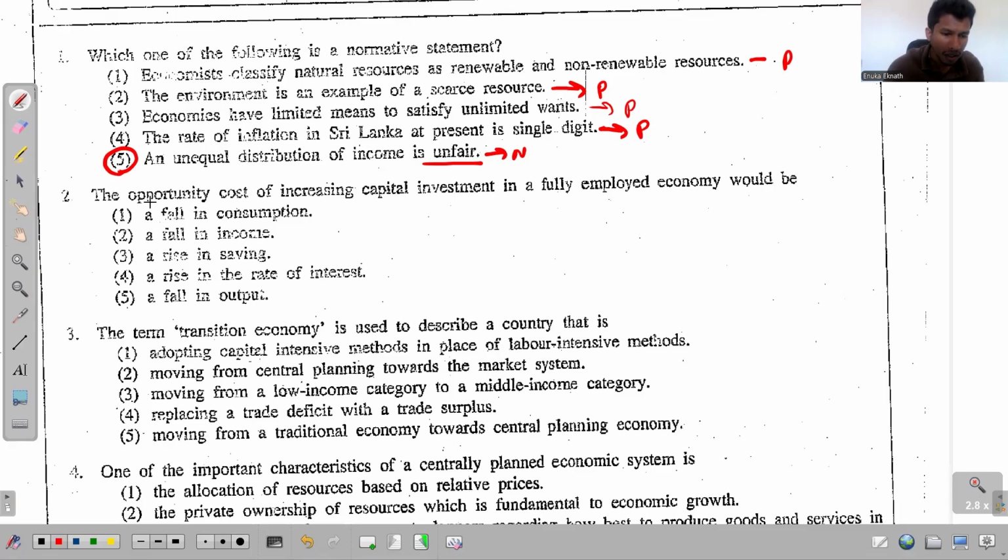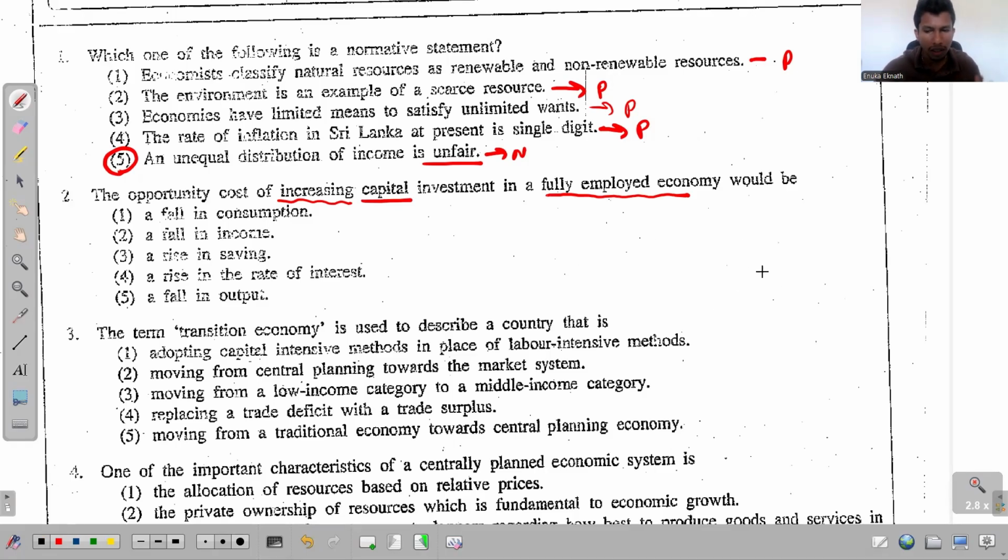Second question: the opportunity cost of increasing capital investment in a fully employed economy would be... Okay, so these are the things that we need to understand here. The economy is trying to increase the amount of resources allocated to produce capital goods, so they employ more and more resources to produce capital goods. The other point to keep in mind is that this is a fully employed economy. I mean, right now the economy is operating at a point on the PPC. So this is what we need to assume.